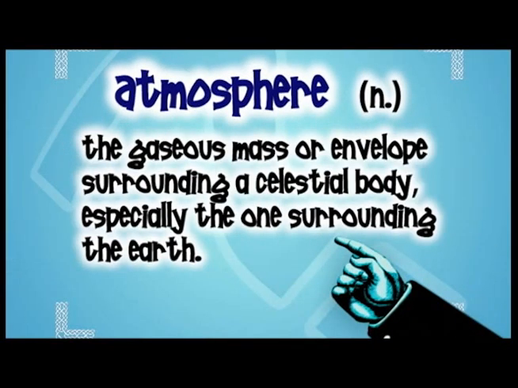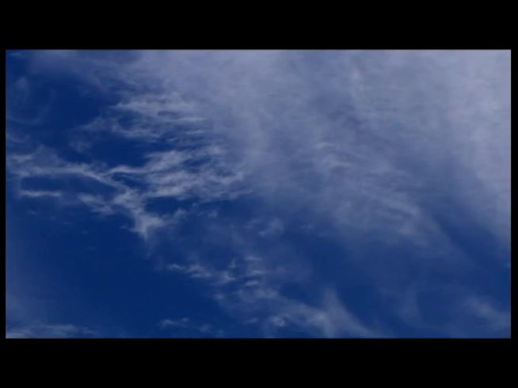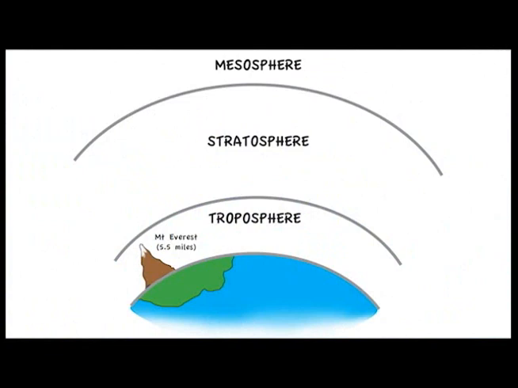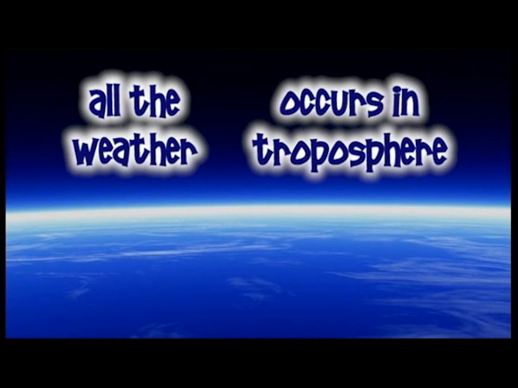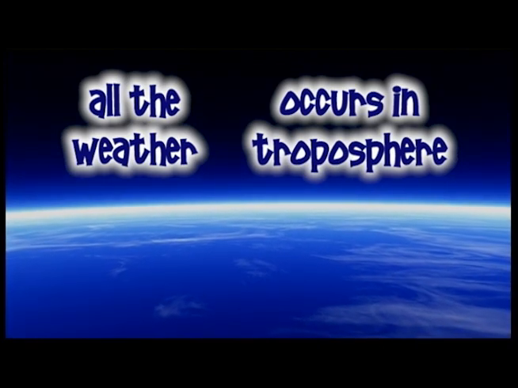The atmosphere is a gaseous mass that surrounds a celestial body, especially like the one that surrounds Earth. When we think of atmosphere, we think of the air that we breathe. The blue sky, or clouds in the sky. It's actually what covers the Earth. It's the air that covers the Earth, and it's in different layers. We live in the lowest layer, called the troposphere. And that's where all the weather really occurs, and the things that are really important to us in terms of temperature, rainfall, snowfall, wind, all of that stuff occurs in the troposphere.